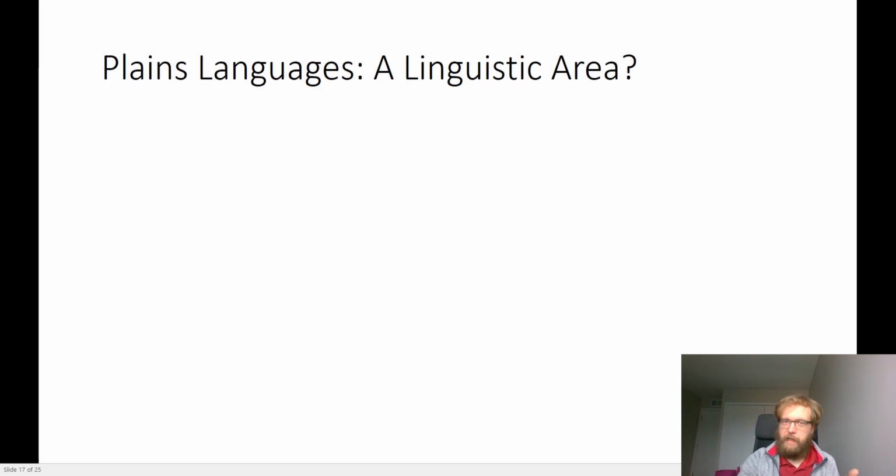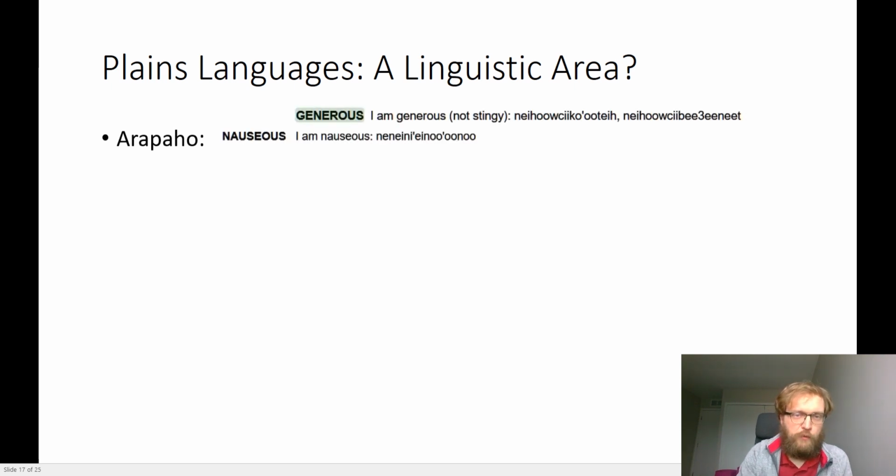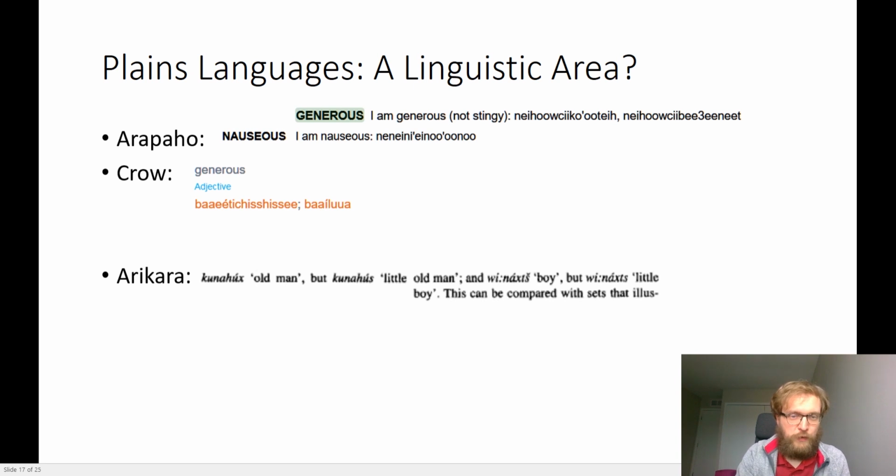So let's compare that with these sets of languages from the Plains area. Now we're talking about languages like Arapaho, like Crow, and like Arikara, as well as a number of other languages. This is, again, a really linguistically diverse area of the continent. Not as much as the Pacific Northwest, but pretty linguistically diverse.